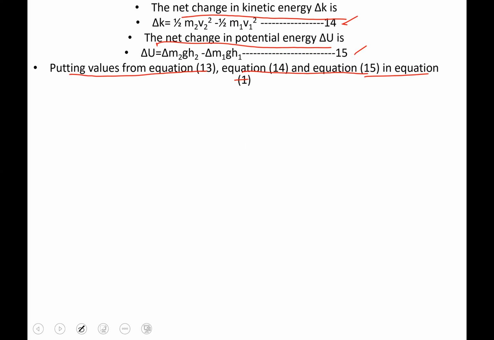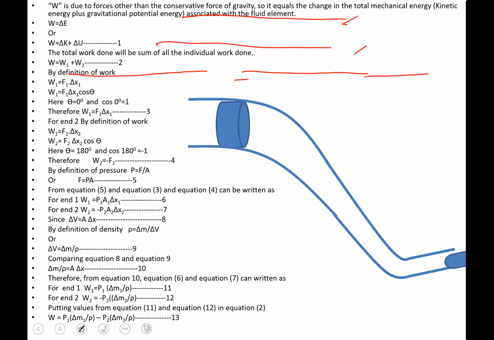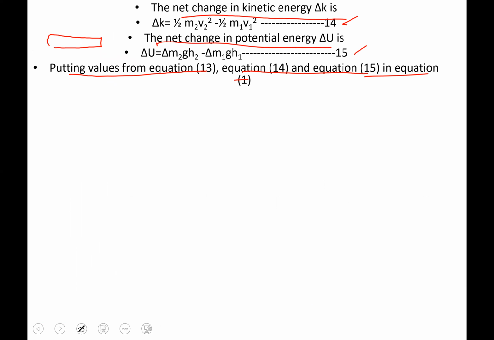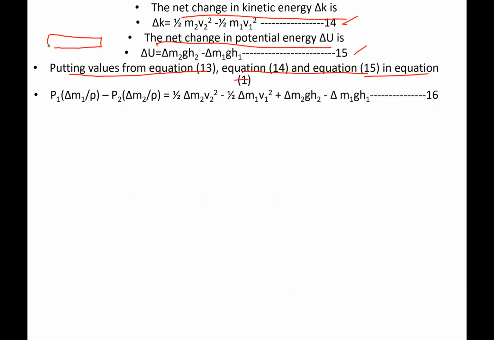But what was that equation 1? The equation 1 said that W is equal to change in kinetic energy plus change in potential energy. So we're putting the values over here now. So what do we get? We get the change in total energy basically on the right hand side right over here. As you can see, half delta M2 V2 square minus half delta M1 V1 square plus delta M2 G H2 minus delta M1 G H1. This is the change in kinetic energy plus change in potential energy.